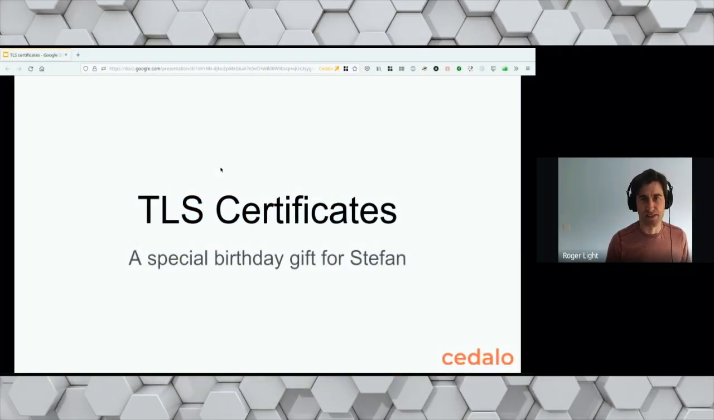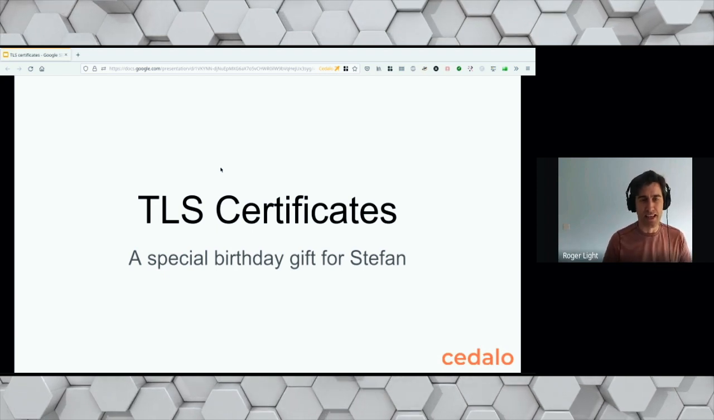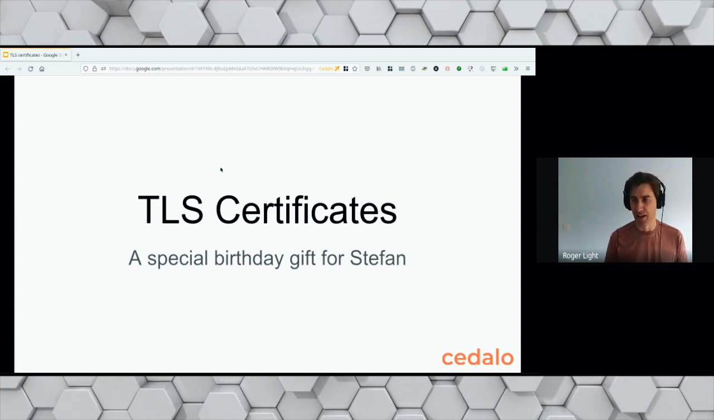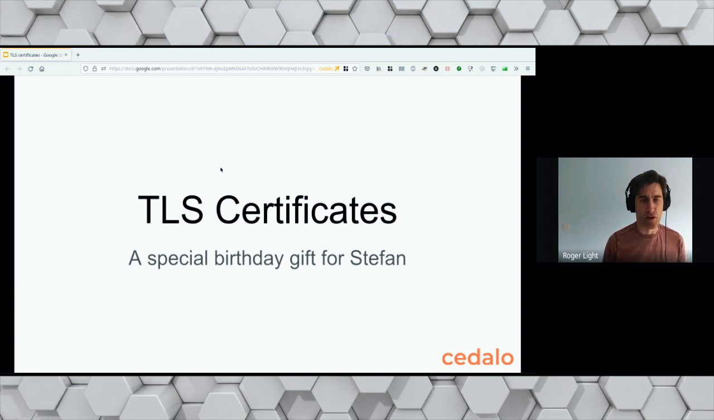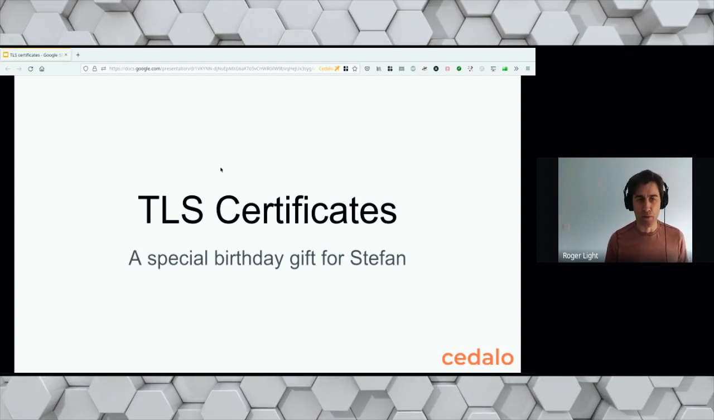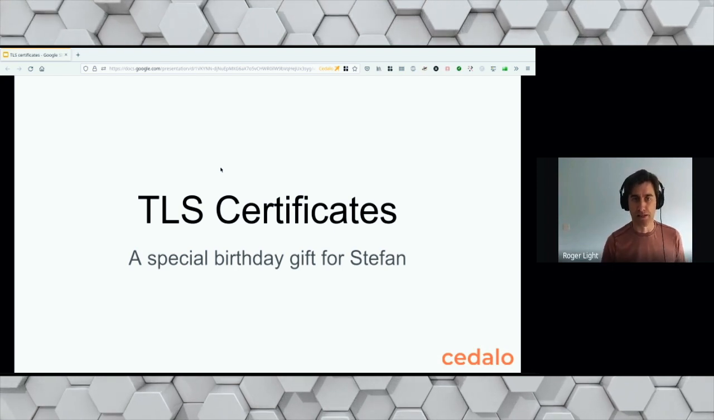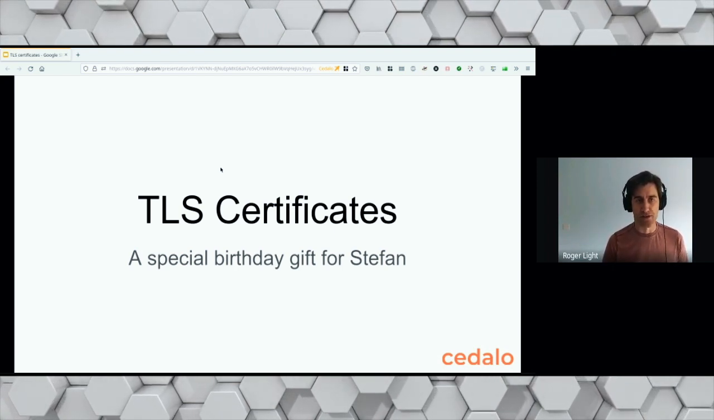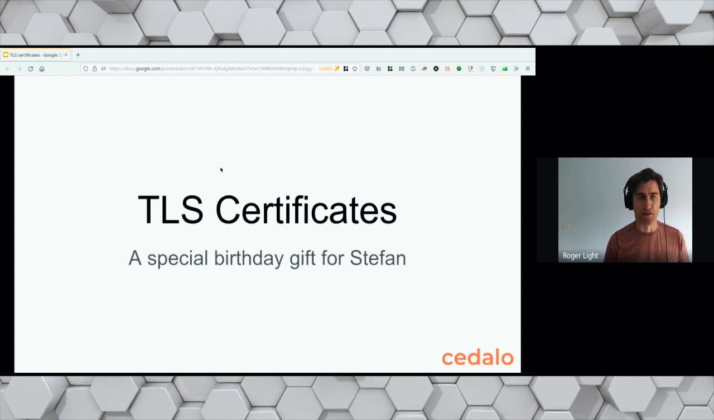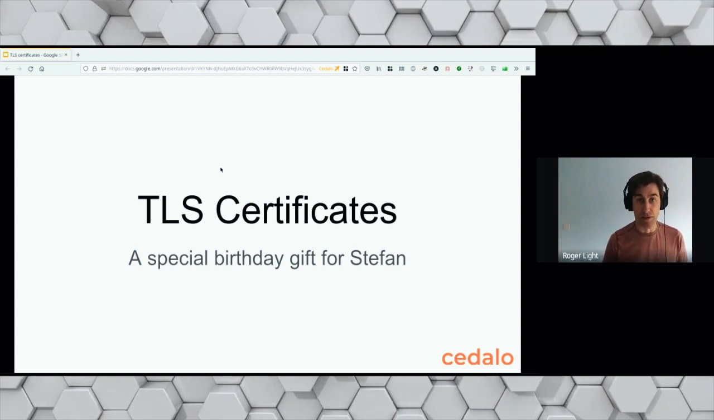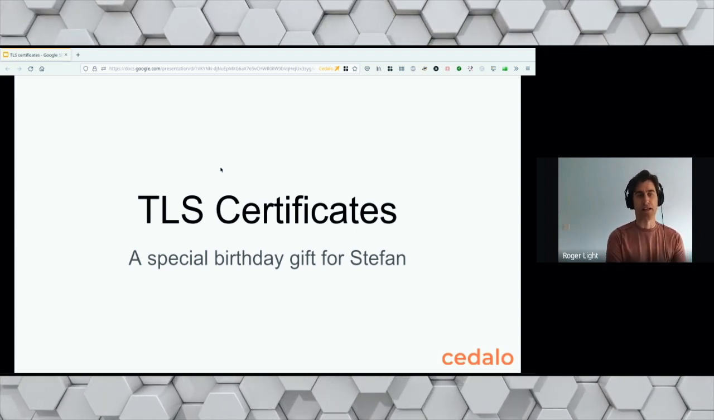TLS certificates, the idea behind this was essentially I've had various conversations in the past with people about how certificates work. It is something that is not that straightforward, especially if you're not thinking about it every day. If you're fortunate not to have to think about it every day.